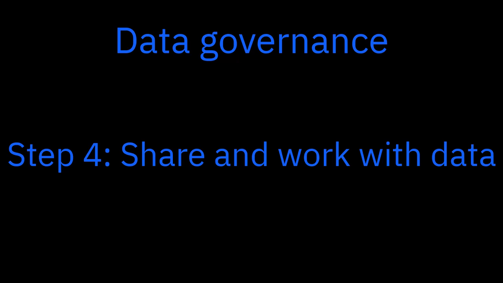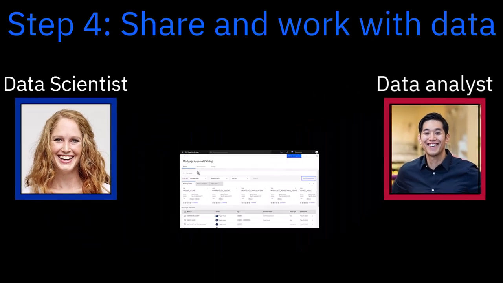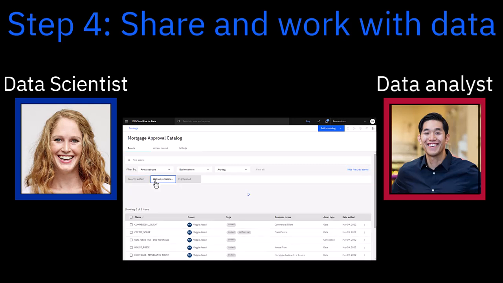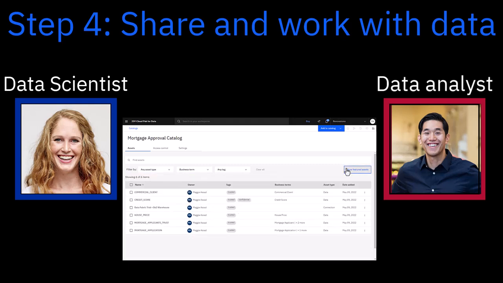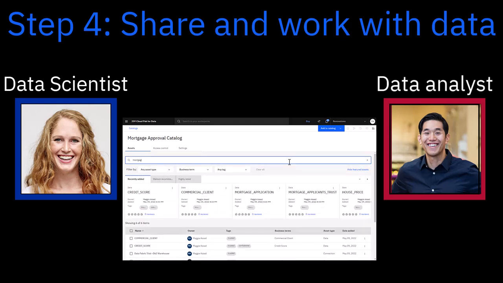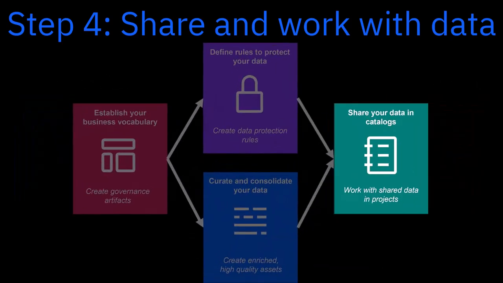Step 4. Now that you curated and published your data, the catalog helps your teams understand your data and makes the right data available for the right use. Data scientists and other types of users can help themselves to the data that they need while they remain compliant with corporate access and data protection policies. In Step 4, you might use catalogs, global search, and data refinery.